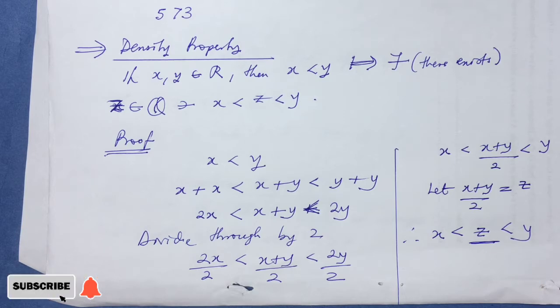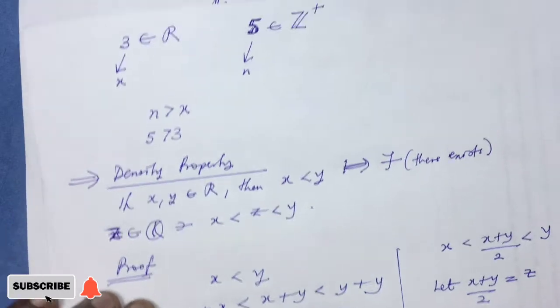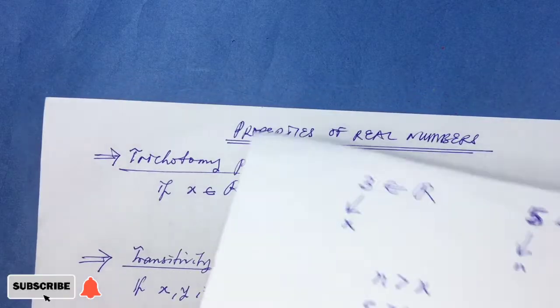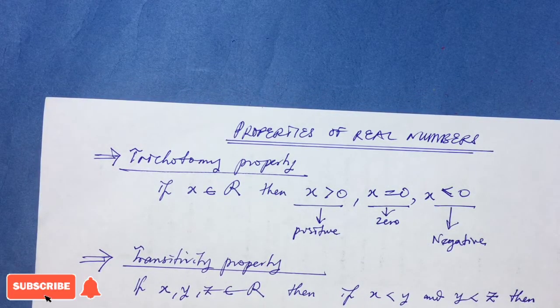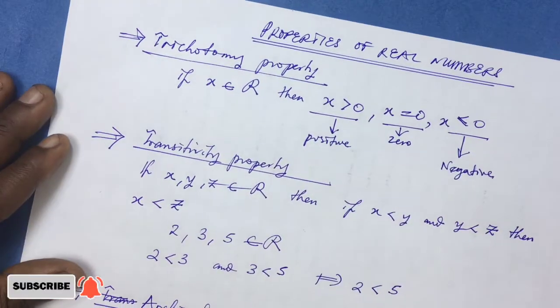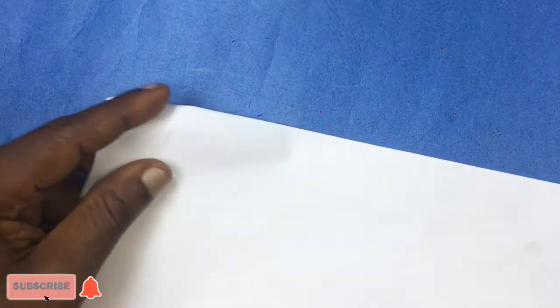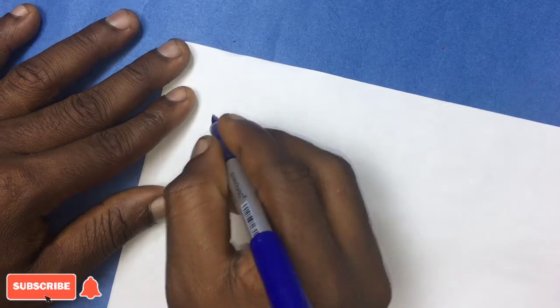So that being said, let us now go to the next property on real numbers I want to discuss. So let's look at another property. Now, for the next property, let's see.